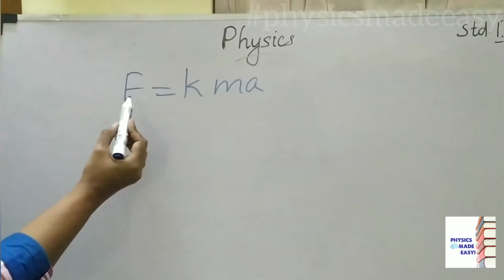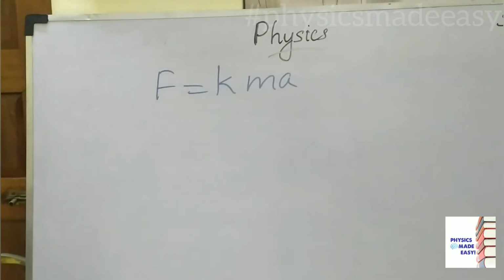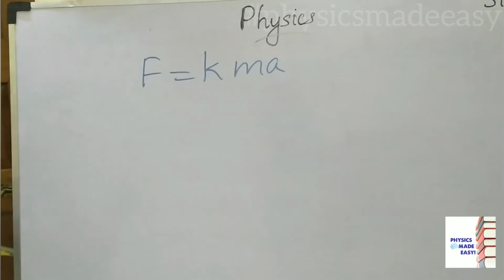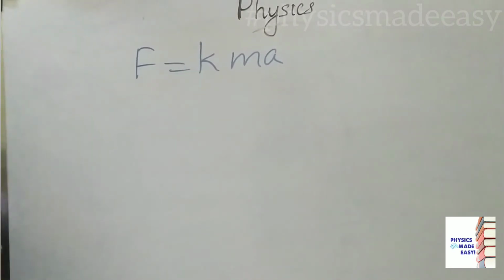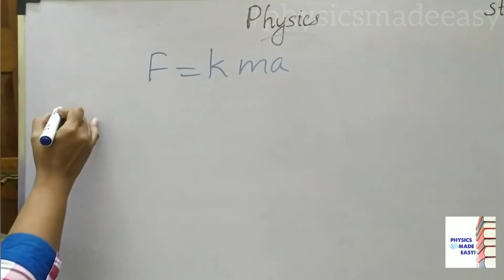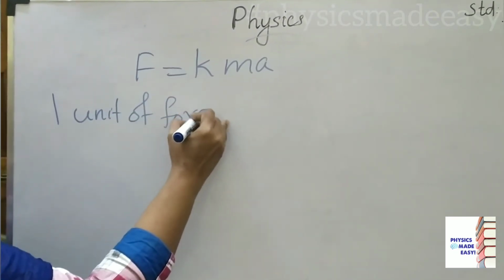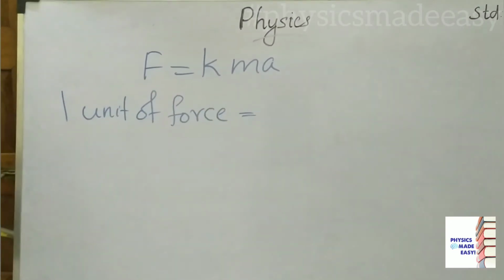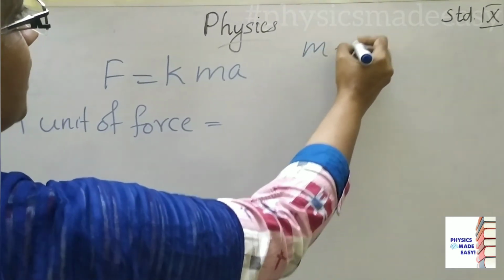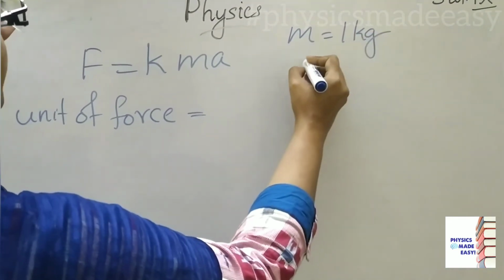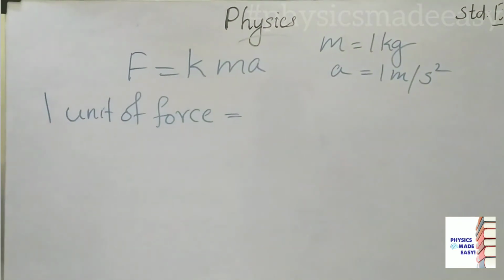Then here you can see F is equal to k into m into a. If you are using this to solve a problem, how can we put a value for this k? Here we have to find one value for this k. For doing that, we have to consider one unit of force is equal to the amount of force applied on an object having mass 1 kilogram and producing acceleration 1 meter per second square. We have to consider like that.